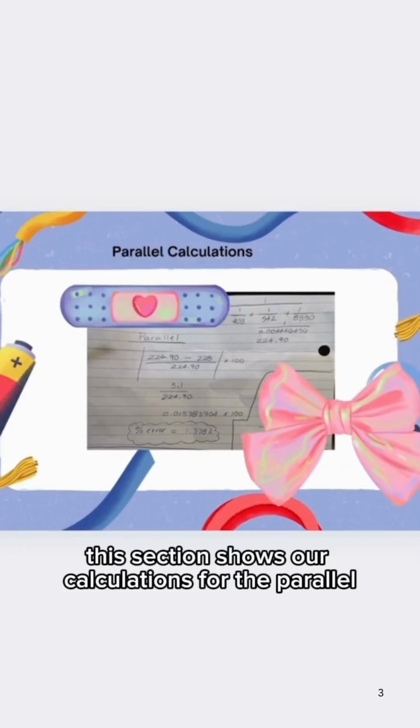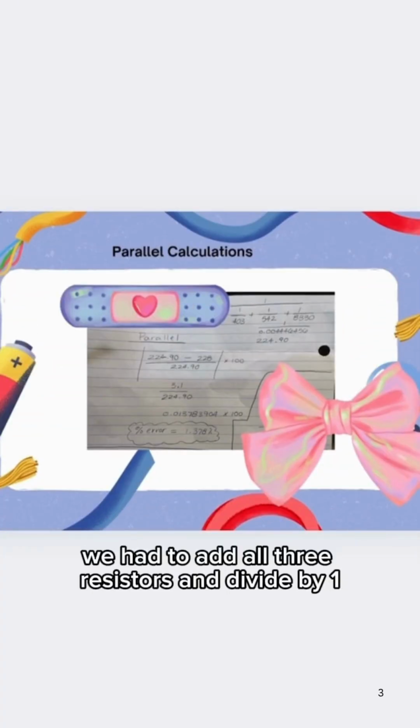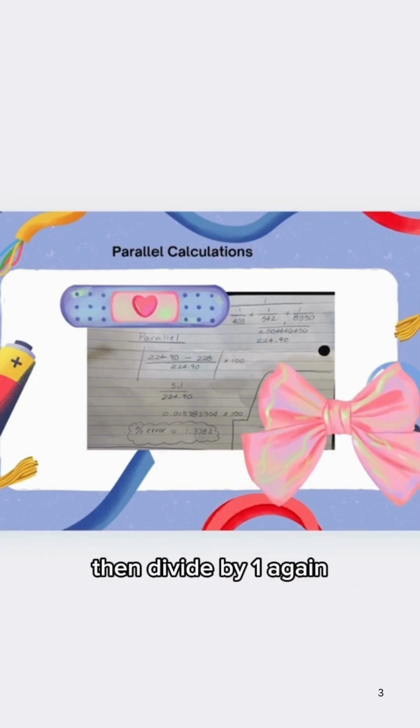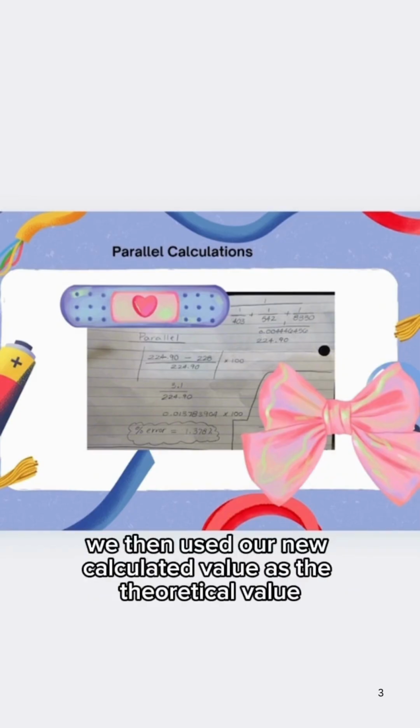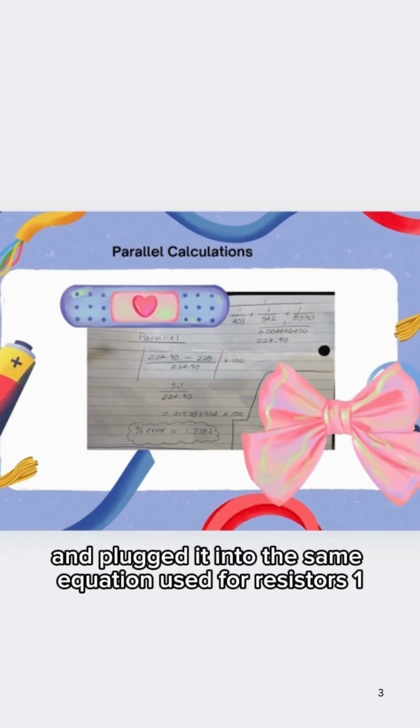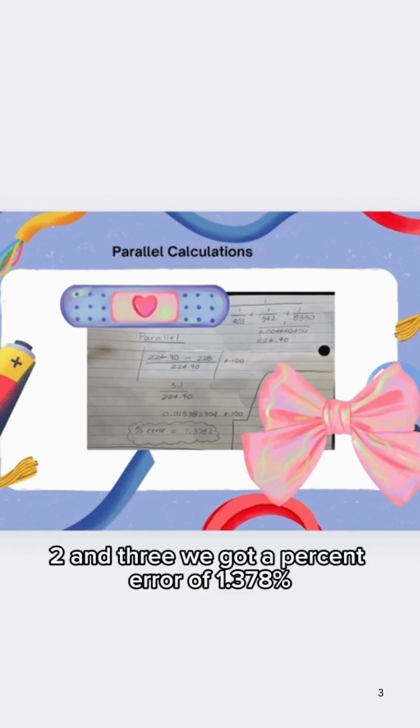This section shows our calculations for the parallel. We had to add all 3 resistors and divide by 1. Then divide by 1 again. We then used our new calculated value as the theoretical value and plugged it into the same equation used for resistors 1, 2, and 3. We got a percent error of 1.378%.